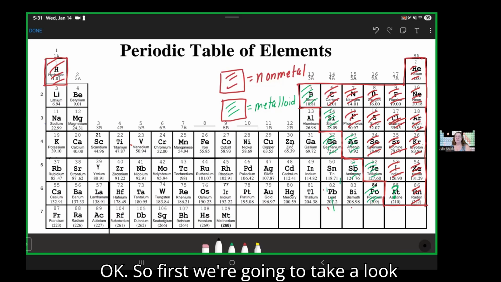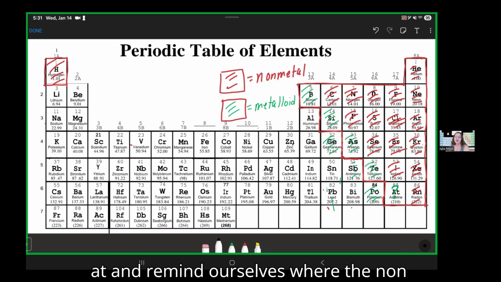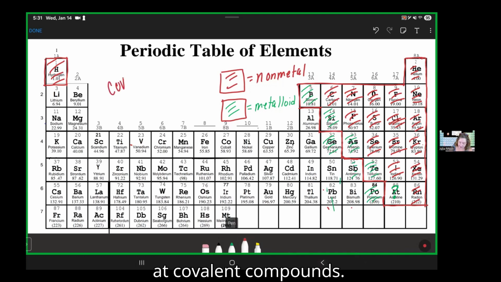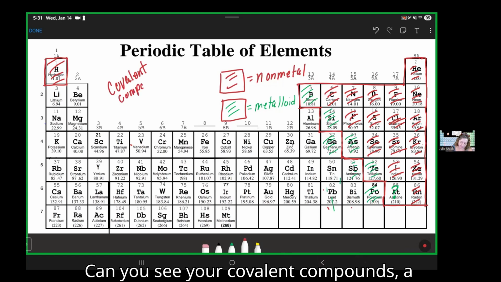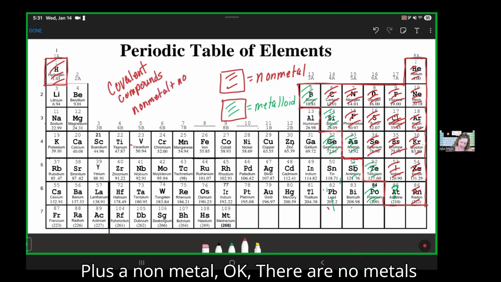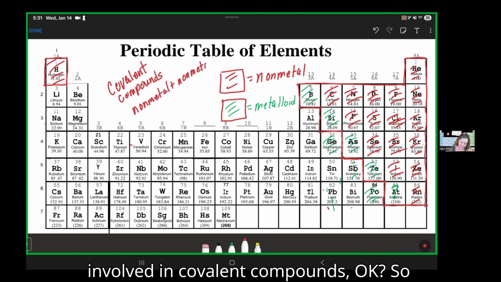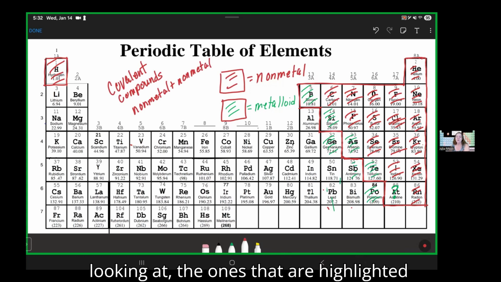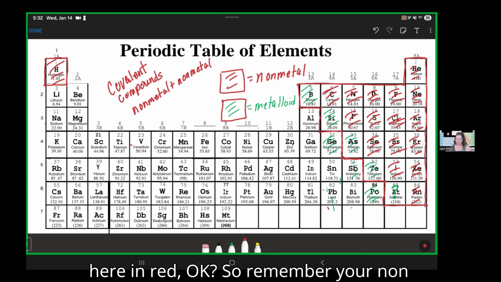Okay, so first we're going to take a look at and remind ourselves where the nonmetals are, right? Because we're looking at covalent compounds. So your covalent compounds are a nonmetal plus a nonmetal. There are no metals involved in covalent compounds. So we're looking at the ones that are highlighted here in red.